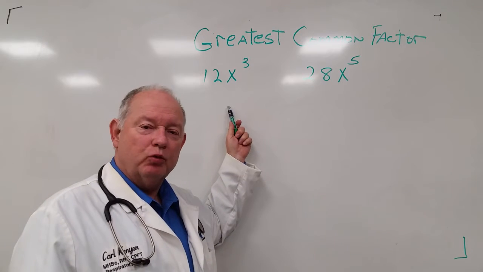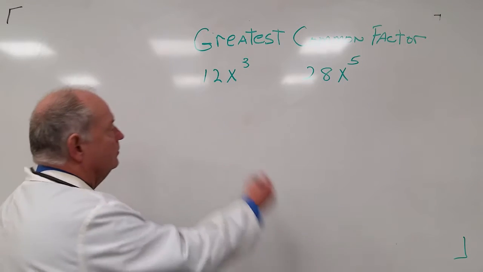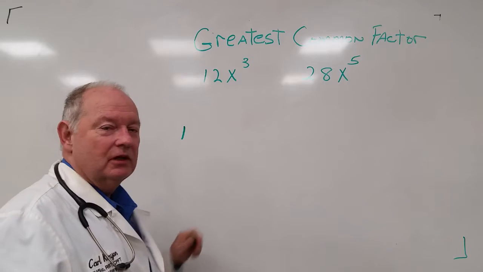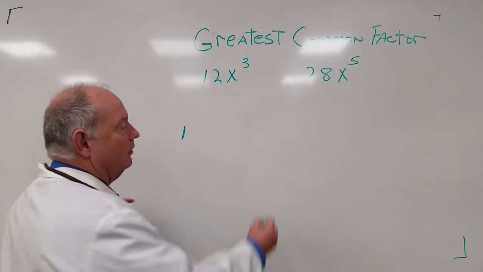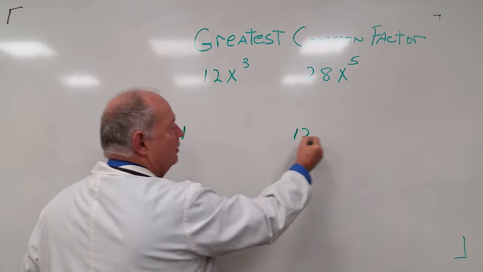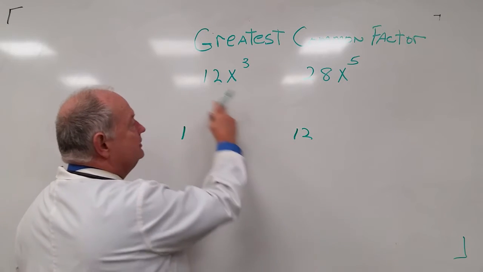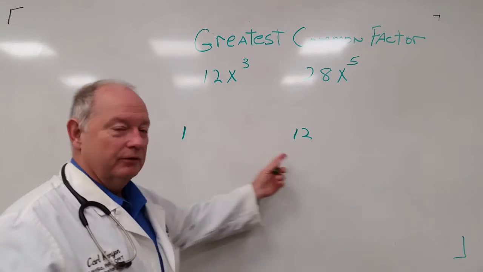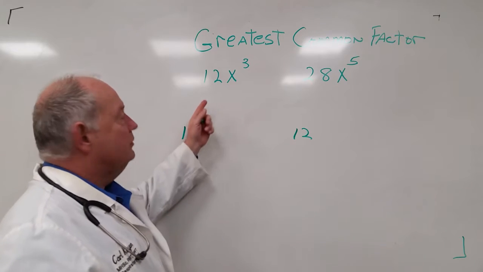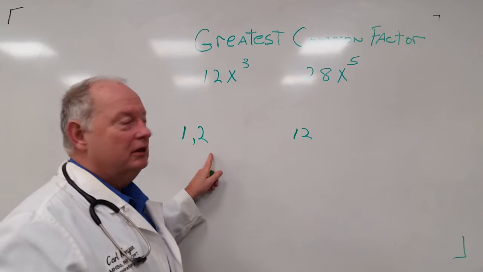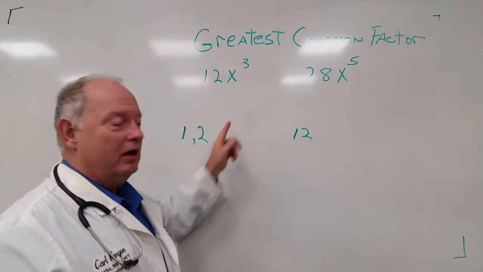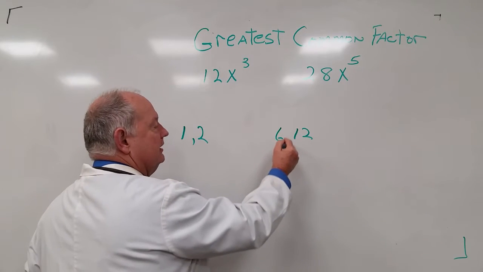So the factors of 12 are 1. 1 multiplies with what to get to 12? It multiplies with 12. 1 times 12 is 12. These are two factors. 2. 2 times what equals 12? 2 times 6 equals 12.